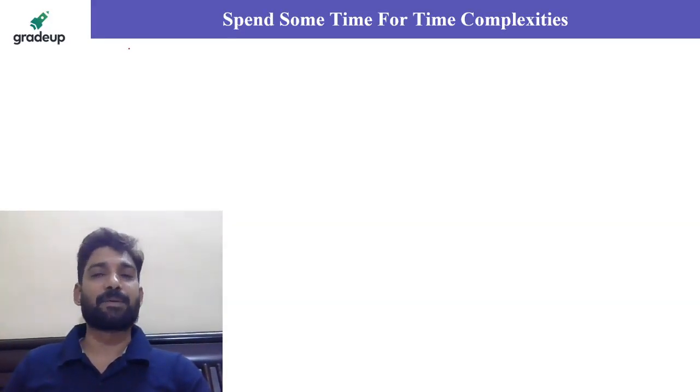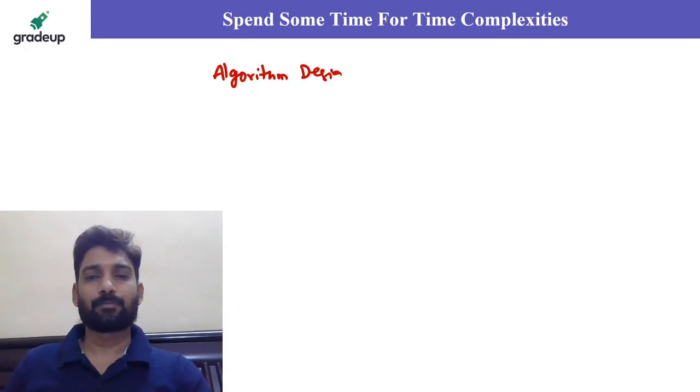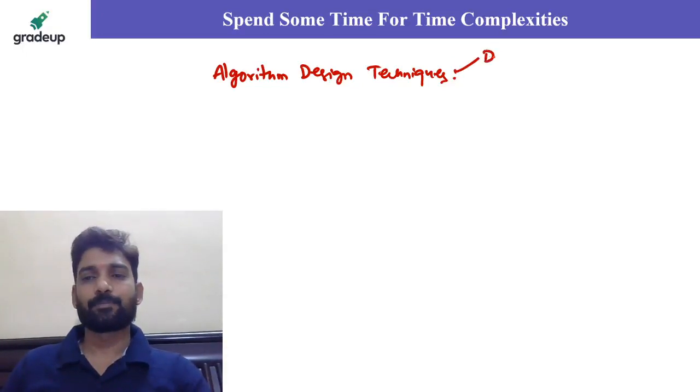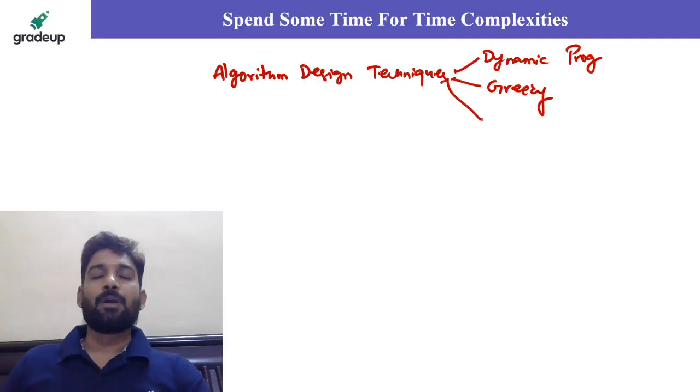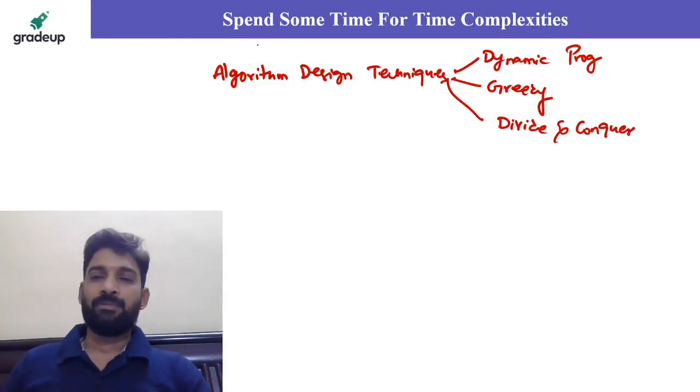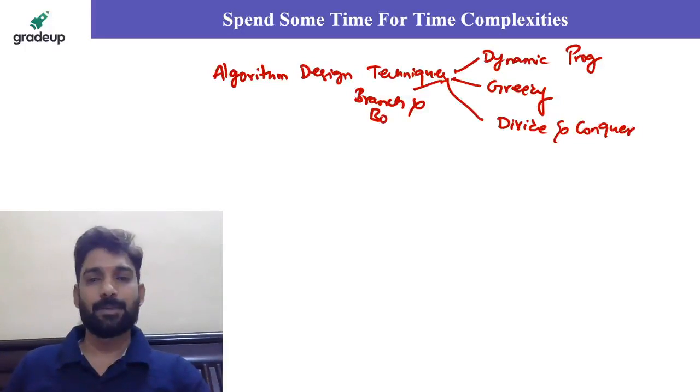What else you should spend some time on with relation to time complexity: we have algorithm design techniques, like dynamic programming, greedy method, divide and conquer, and branch and bound, with relation to NIELIT. Backtracking is not in the NIELIT syllabus, so leaving that.